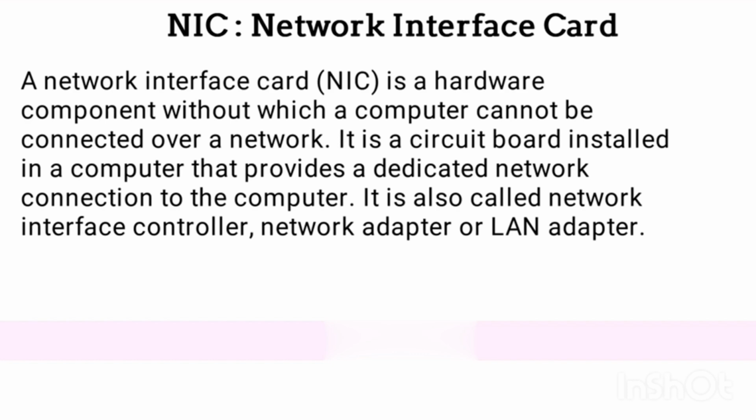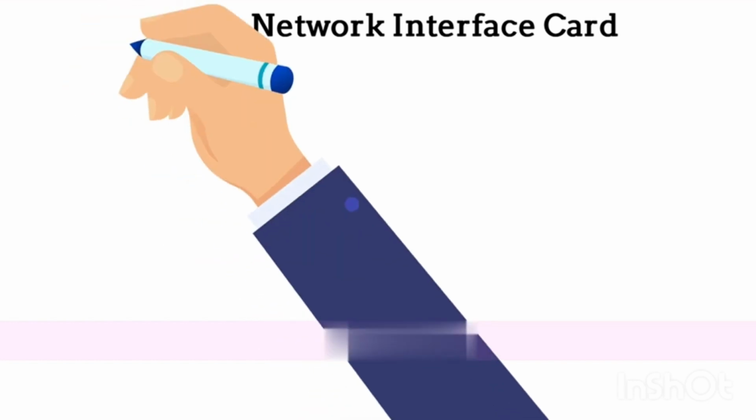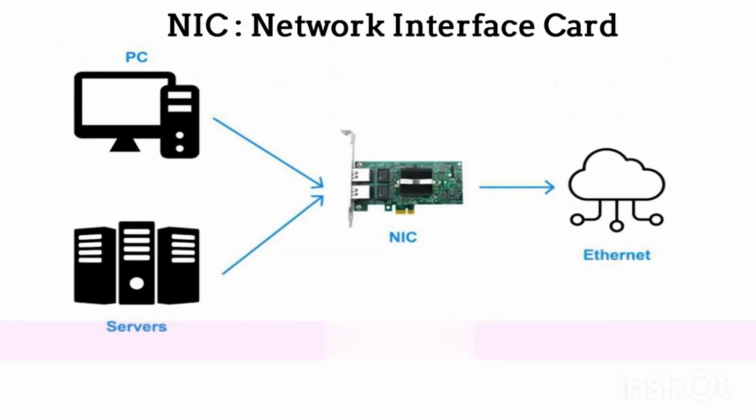NIC is used to convert data into a digital signal. In the OSI model, NIC uses the physical layer to transmit signals and the network layer to transmit data packets.